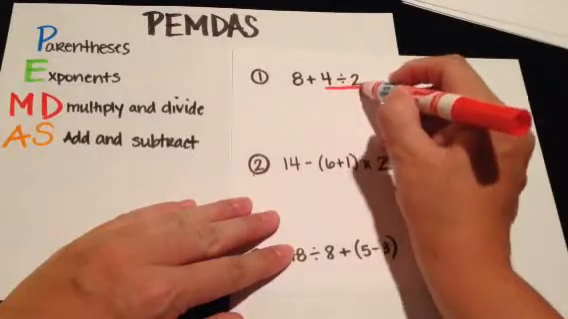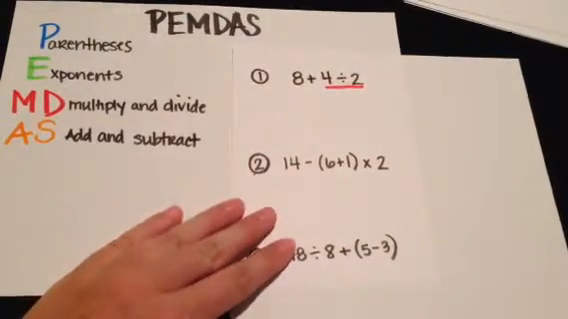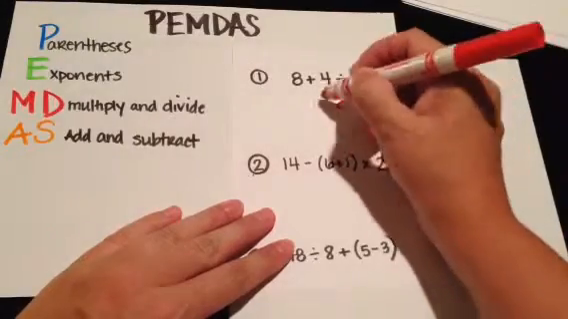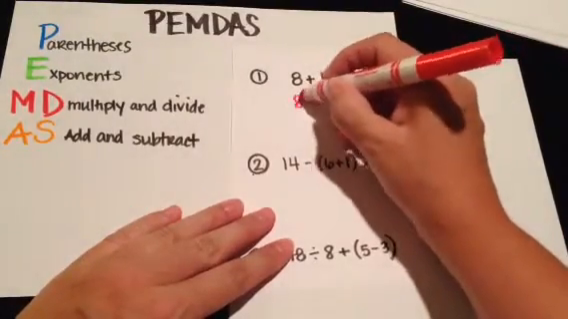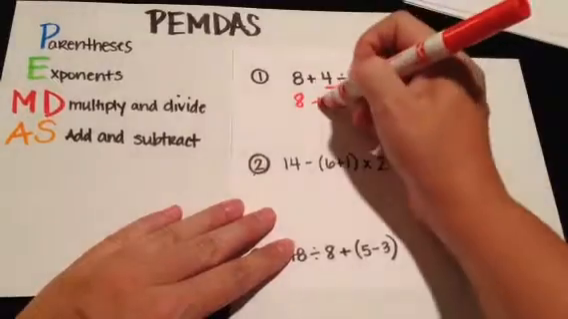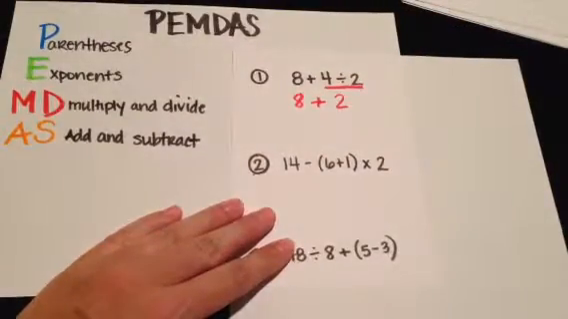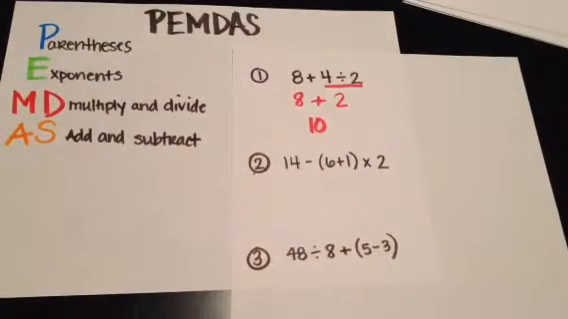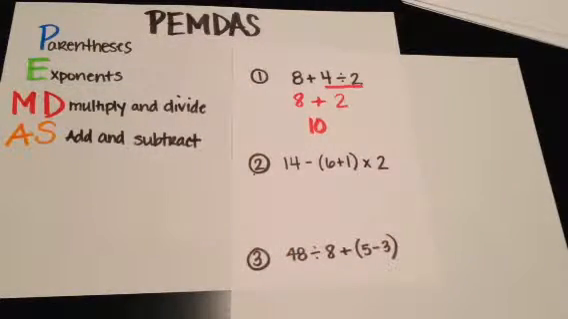And we first, in this problem, need to do 4 divided by 2. 4 divided by 2 is 2, and we're going to go ahead and copy the rest of the problem. This leaves us with a simple addition problem of 8 plus 2, which is 10. So our problem, 8 plus 4 divided by 2, is equal to 10.